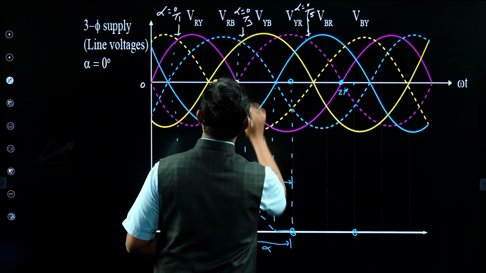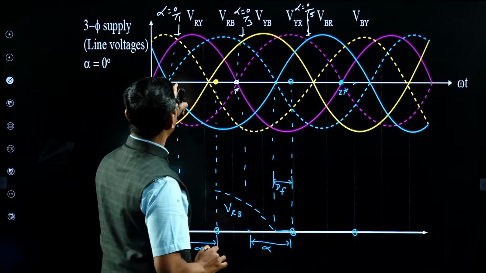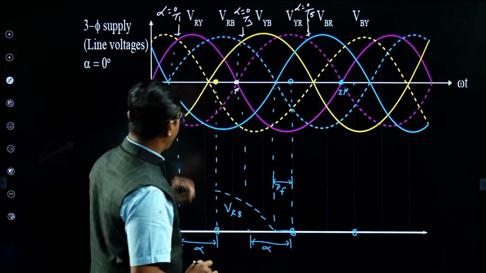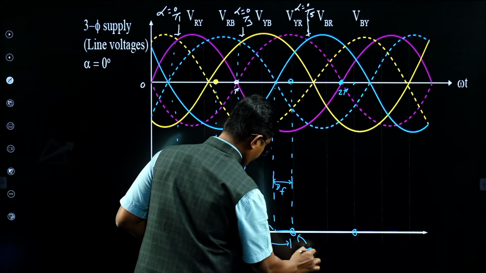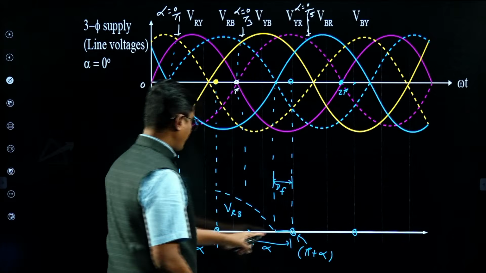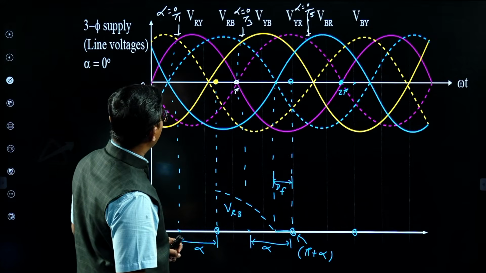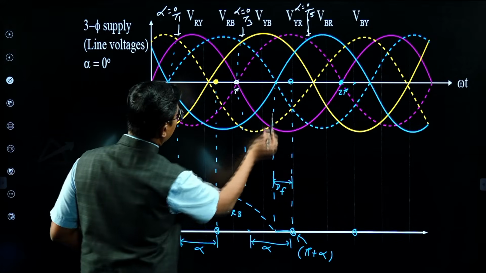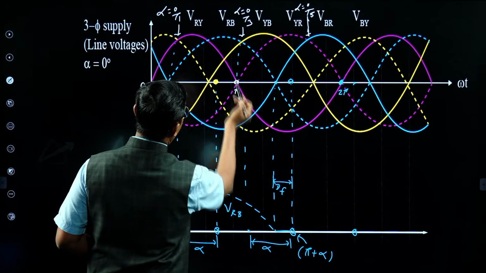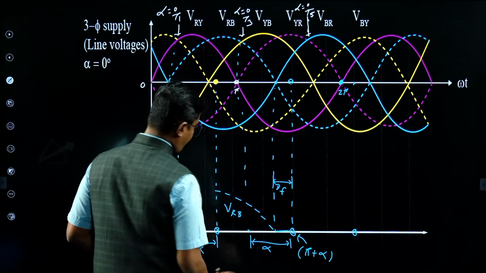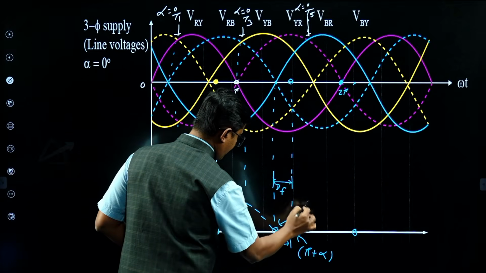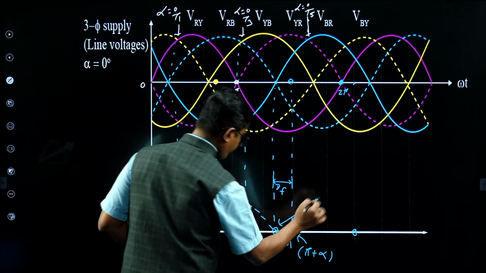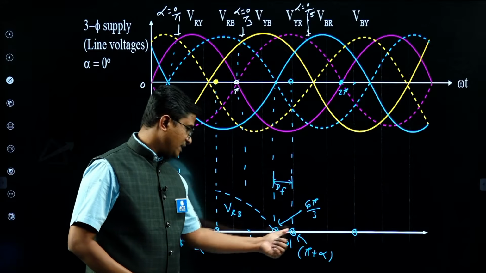Yeah, this is pi by 3. This point is pi plus alpha. And this point is 4 pi by 3. Right? Check once. This point will be 240 degree, that is 4 pi by 3. So this is 4 pi by 3, this is pi plus alpha, and this is 4 pi by 3.